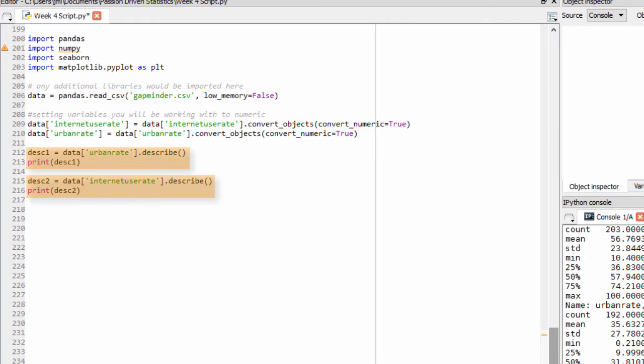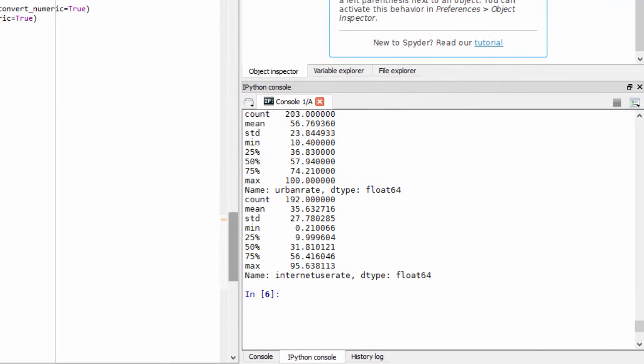and add describe statements in order to examine the central tendency and spread or variability of both urban rate and Internet use rate. We can see that for urban rate, the mean percent of the population living in urban settings is about 57%. The standard deviation is about 24%, suggesting that there is quite a bit of variability from country to country in terms of the proportion of the population living in urban settings.